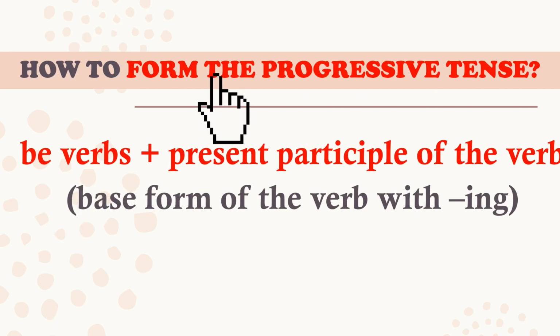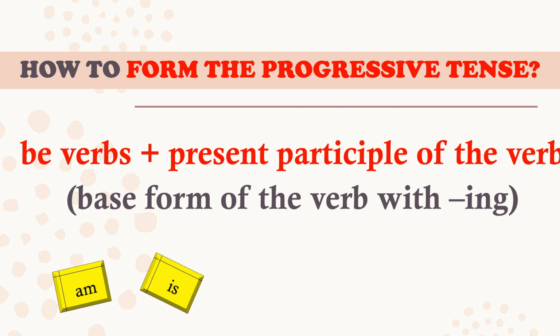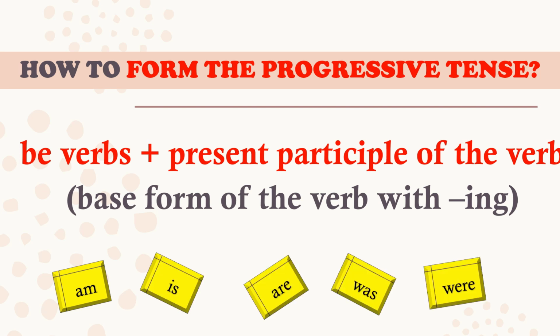Now, how to form the progressive tense? Well, we only need to follow this pattern. We have the verbs, which are am, is, are, was, and were, plus the present participle of the verb. This is actually the base form of the verb with ing.